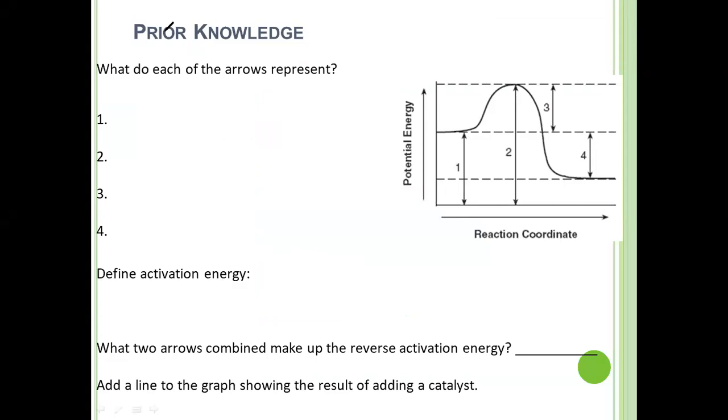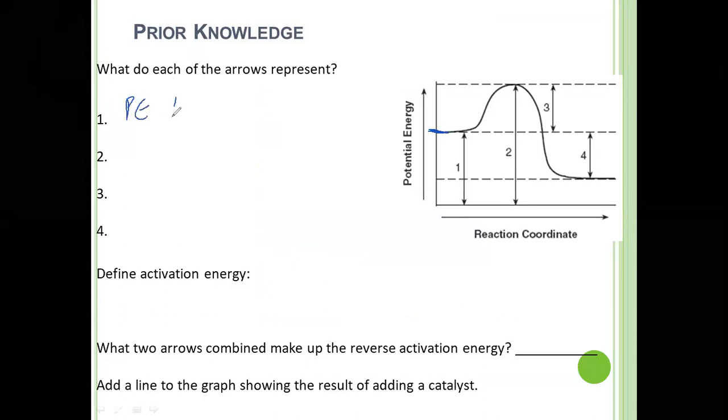Okay, so what do each of the arrows represent? So arrow number 1 is where you're starting. So anything you start with in a reaction is called your reactants. This is potential energy of your reactants.